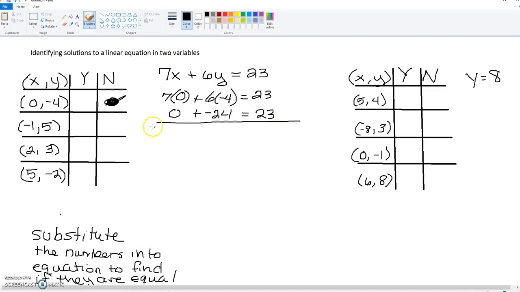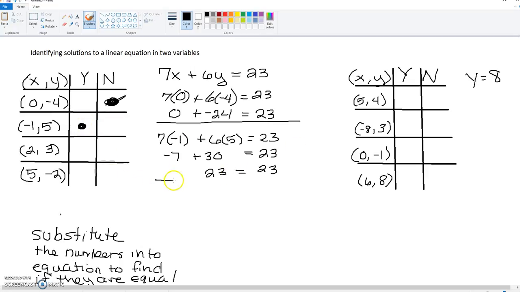Okay, so now let's go to the next one. We've got 7 times, you're going to substitute that negative 1 in, plus 6 times 5 equals 23. 7 times negative 1 is negative 7, plus 30 equals 23. So we're going to take negative 7 plus 30. Well, that gets us 23. And does 23 equal 23? Well, yes. So we're going to bubble that in.